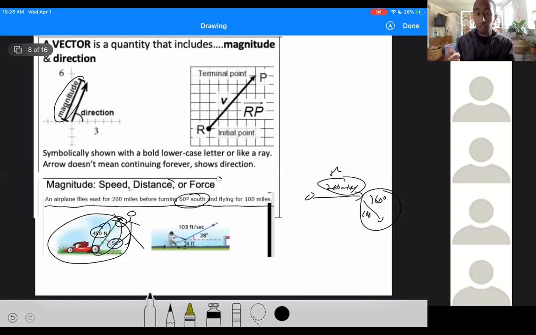An example of speed as the magnitude: let's say this person is hitting a baseball. This 103 feet per second is the speed, the initial speed by which the ball is hit. And then you have an angle which tells you the direction. And so that is a vector because you have a magnitude, which is speed, and you have an angle, which is your direction. And the vector is of the ball being hit. Okay, so that's just general definitions and ways in which we'll use vectors. Okay, any questions thus far?